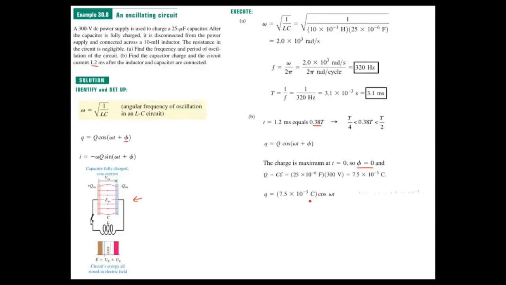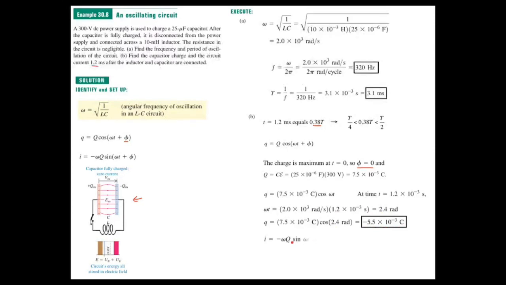So putting in the numbers, for t equal 1.2 times 10 to the minus 3 seconds, omega t is going to be 2.4 radians, and Q is going to be minus 5.5 times 10 to the minus 3 coulombs. Doing the same for the current, putting in the numbers, we get minus 10 amps. And as expected, this charge and this current are negative. And this ends example 30.8.